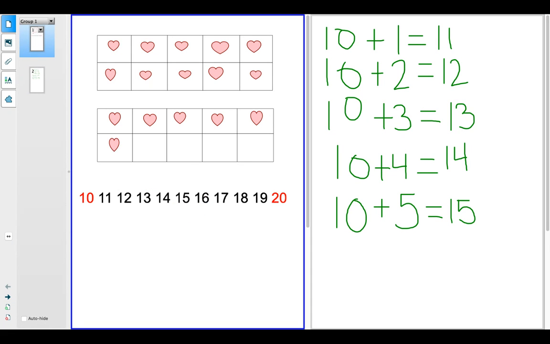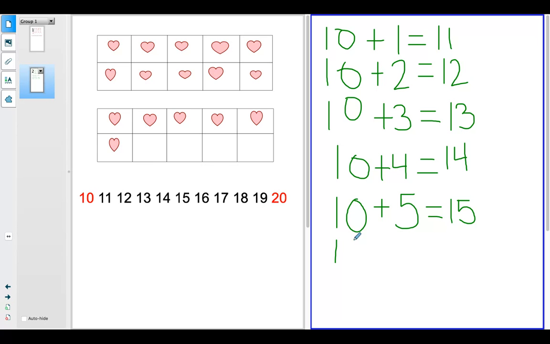16. Very good. There's another word that ends in teen. So 16 is going to be 10. And how many more? 6 more. Good. 10 and 6 makes 16, right? So 16 is 10 and 6. 16 is the name that they give for 10 and 6. Okay, very good. All right, let's add another heart.